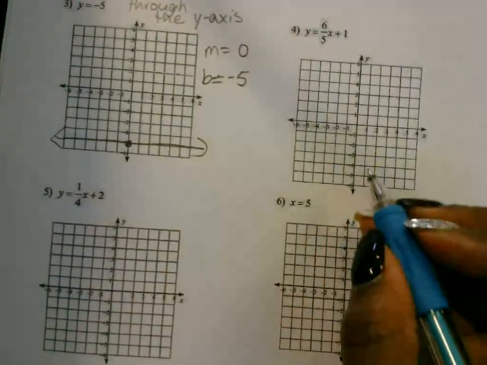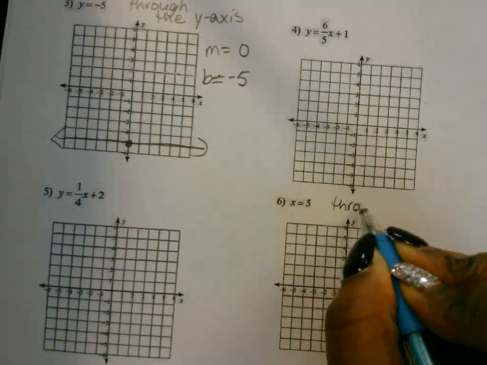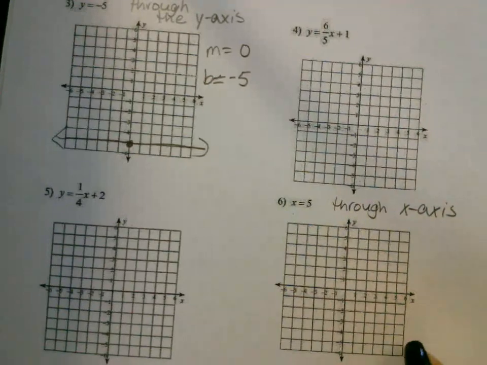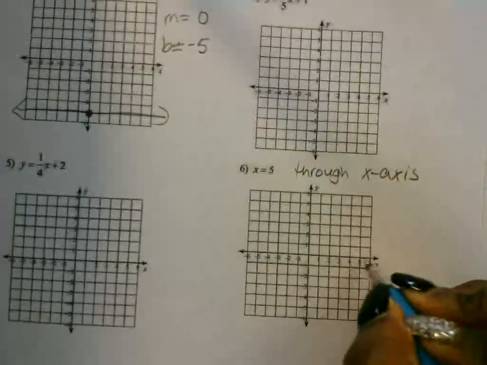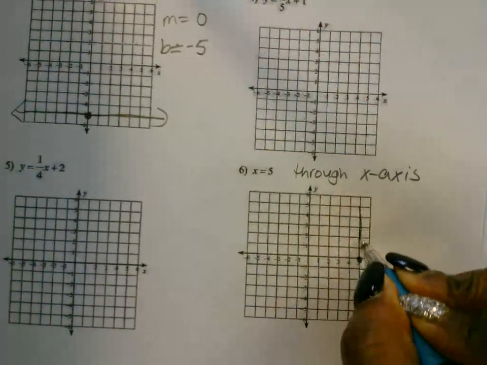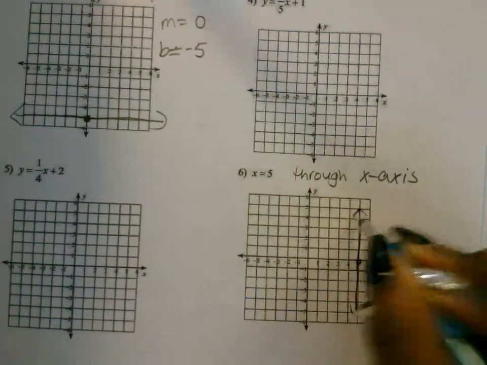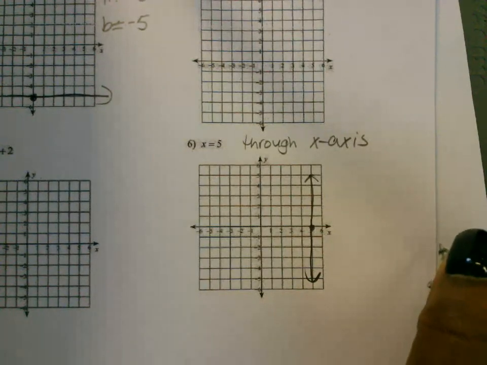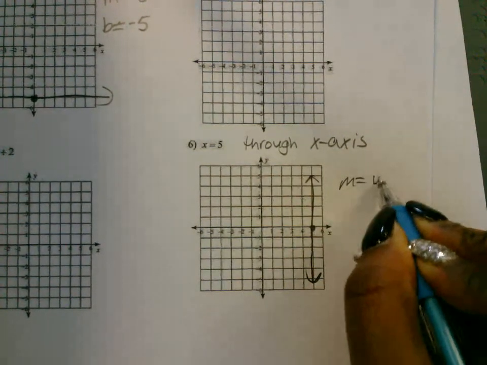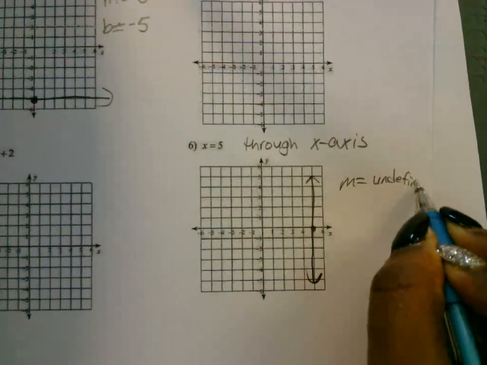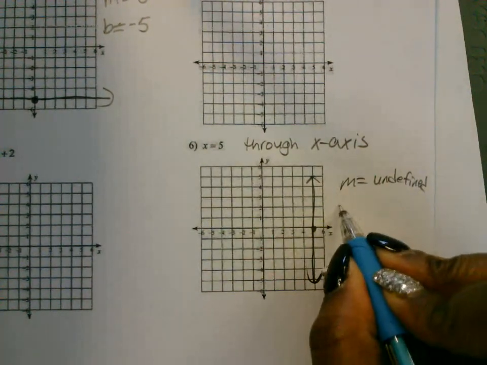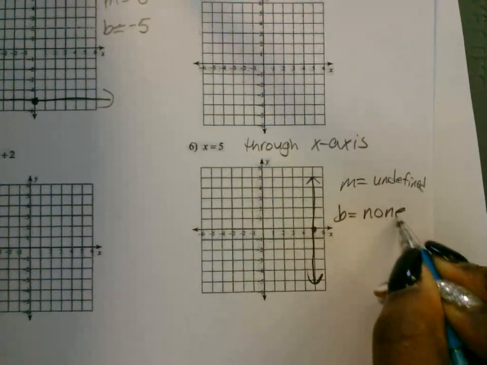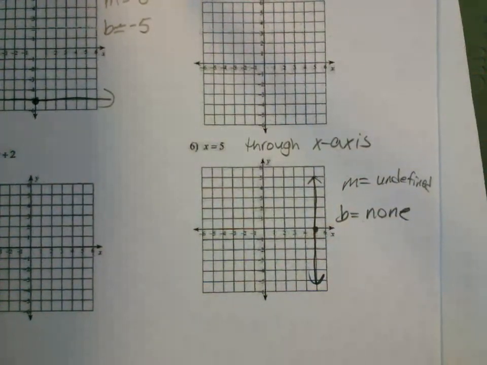Now, lines that are like this are going to go through the x-axis, okay? So you're going to find 5 on the x-axis, and you're going to draw a line through it. So anytime you have x is equal to a single number, your slope here is going to be undefined, and it does not go through the y-axis at all. So there is none. There's not a y-intercept.